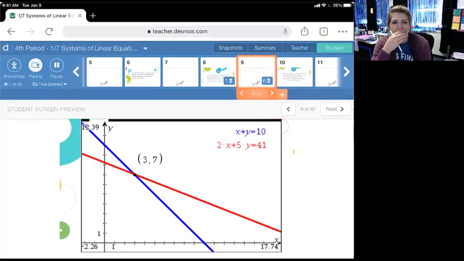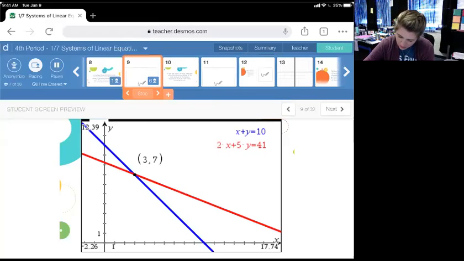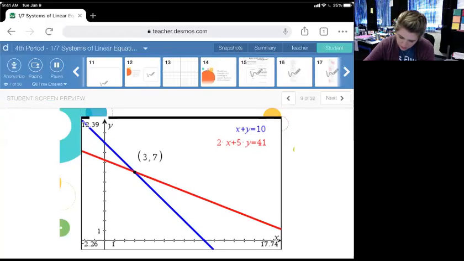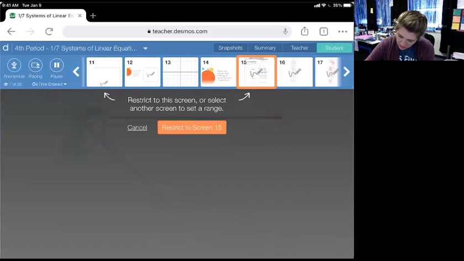Okay. So let's see here. Just a second. Okay, I'm going to move you guys on to our next page.